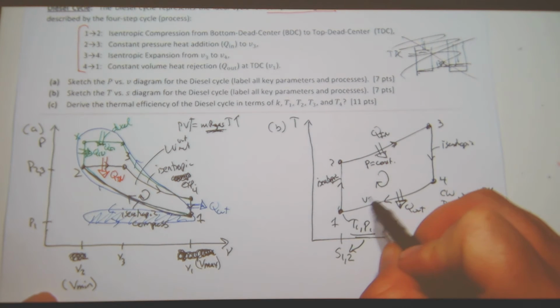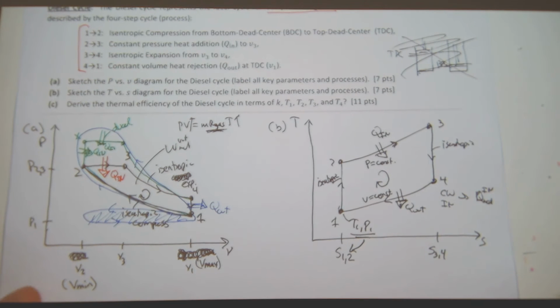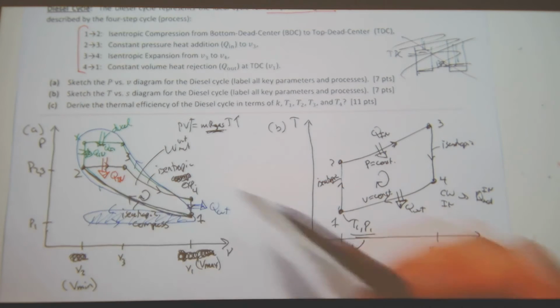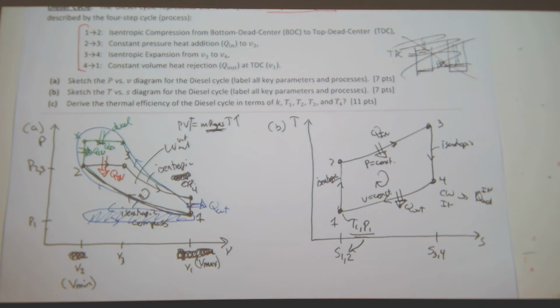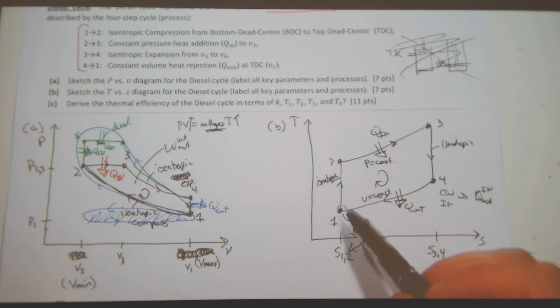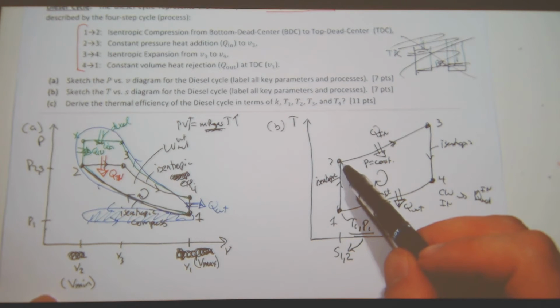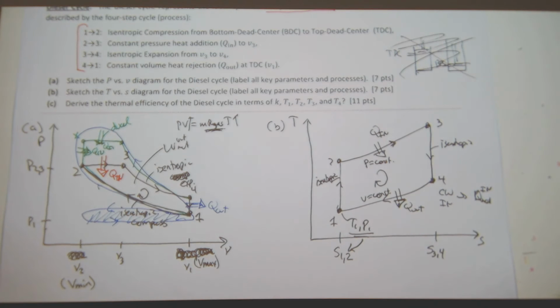I should put V constant. So, constant volume, constant pressure. Remember, it's the black one. Question? How did you determine which direction the entropy went from 1 to 2? From 1 to 2, this is isentropic, right? Compression. So I'm compressing it, and I increase the pressure. Okay?